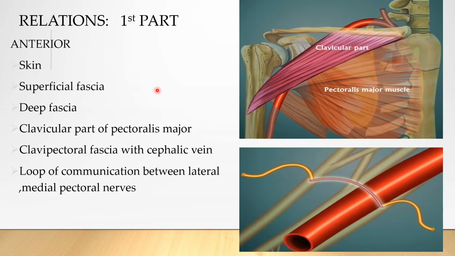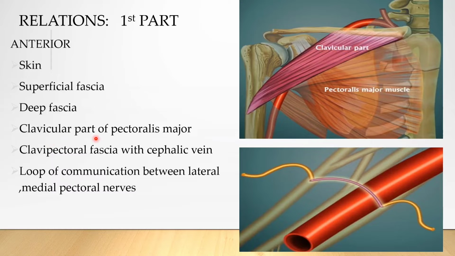Next, coming to relations. Relations of the axillary artery. Anteriorly, it has skin, superficial fascia, and deep fascia. The skin, superficial fascia and deep fascia are common to all the parts mostly. So these are the upper anterior structures.